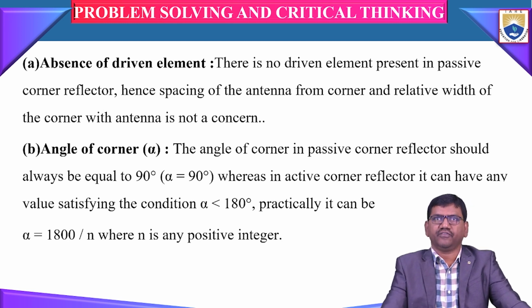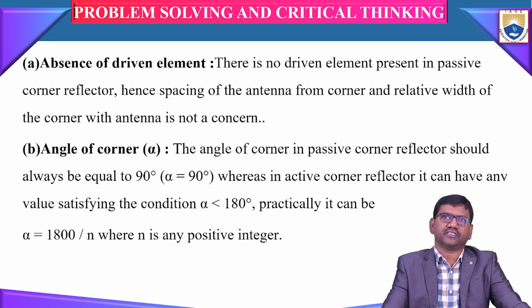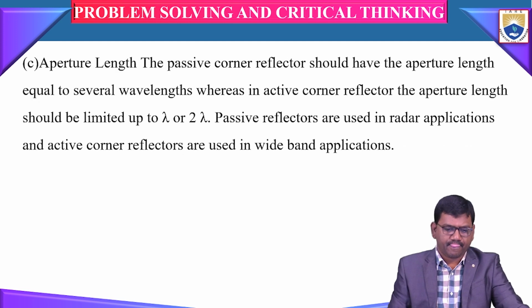The angle of radiation, the radiation bandwidth and radiation efficiency depend upon the angle between the two flat reflector sheets. The angle of corner in a passive corner reflector should always be equal to 90 degrees, whereas in an active corner reflector it can have any value satisfying the condition alpha less than 180 degrees. Practically, it can be alpha equal to 180 degrees divided by n, where n is any positive integer.